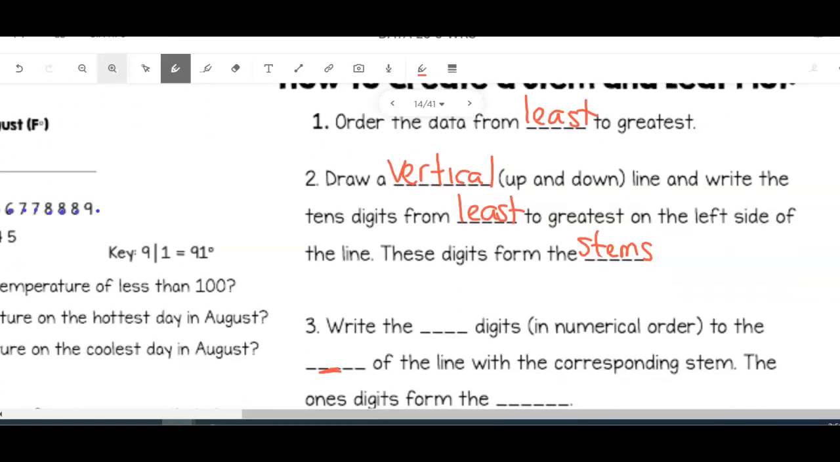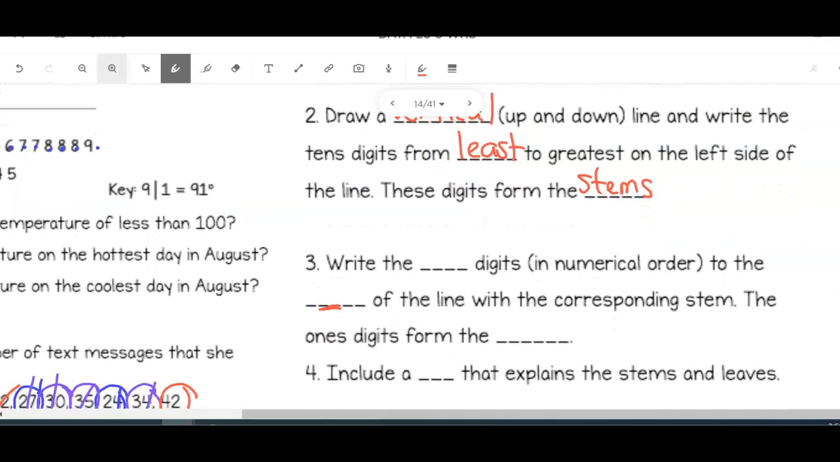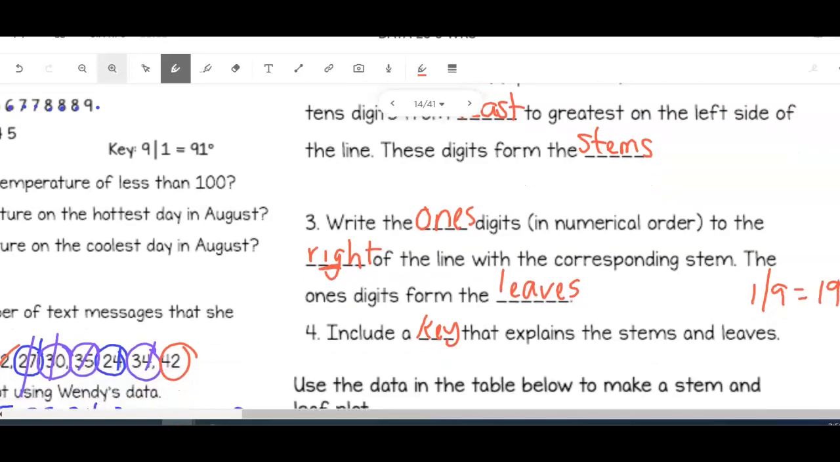Okay, next up, we're going to write the ones digits in numerical order to the right of the line, with the corresponding stem. The ones digits form the leaves. And you're going to include a key that explains the stem and leaves. So you might see something like 1|9 equals 19.